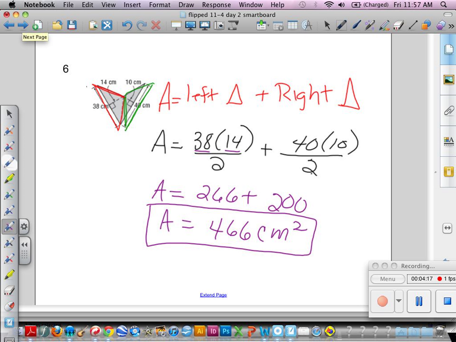So during this second half of this lesson, you're going to have to be taking your figures apart and breaking them into pieces, finding each area, and then adding them together.